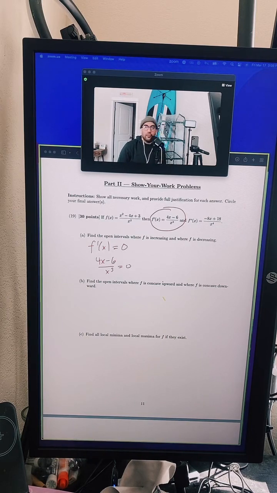And one of the things about checking for intervals of increasing and decreasing is we don't just want to find when it's equal to 0, but in this case, because this is a rational function, we also want to check when it's undefined. So you set the top equal to 0, 4x is equal to 6, x is equal to 3/2, and you also set the bottom equal to 0. And this one's generally pretty easy. That's just x is equal to 0. So we have 2 points where the function is equal to 0 or undefined. And again, that's going to be important for us.